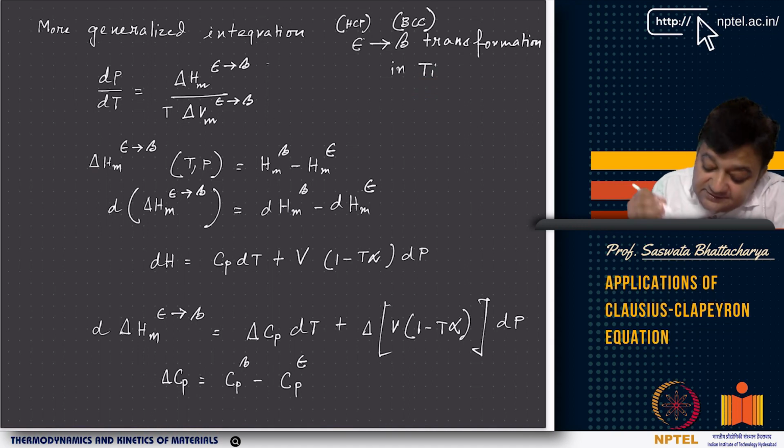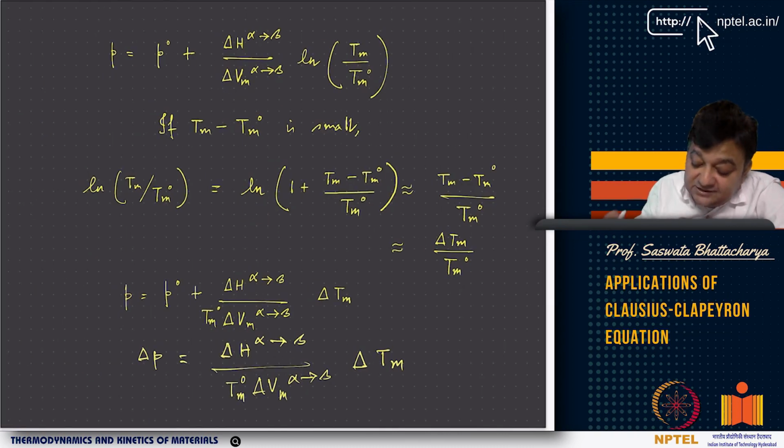Now let us write this way. In the pressure-temperature diagram, what is the slope? Delta Hm, the molar enthalpy of transformation from epsilon to beta, divided by T, the transition temperature, times delta Vm, the change in molar volume from epsilon to beta, right? Delta Hm epsilon to beta is a function of temperature and pressure. In the last approximation we assumed that delta H alpha to beta is not a function of temperature and pressure, and delta Vm is not a function of pressure and temperature. Then it becomes a very simple relation, right? Many a time we use this relation.